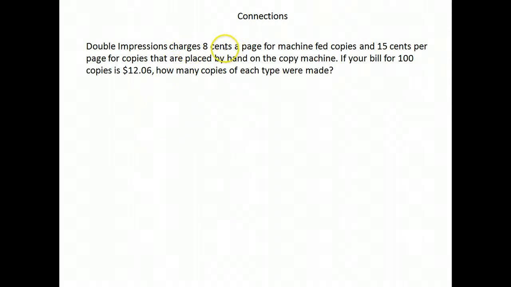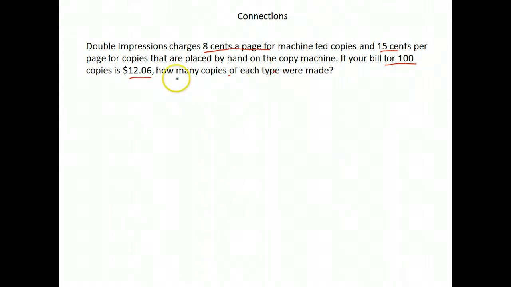Alright, Double Impression charges 8 cents a page for machine-fed copies, 15 cents per page for copies that are placed by hand on the copy machine. If your bill for 100 copies is $12.06, how many copies of each type were made?